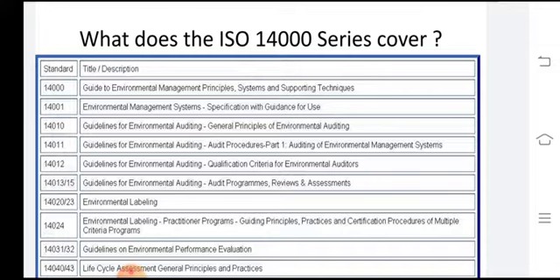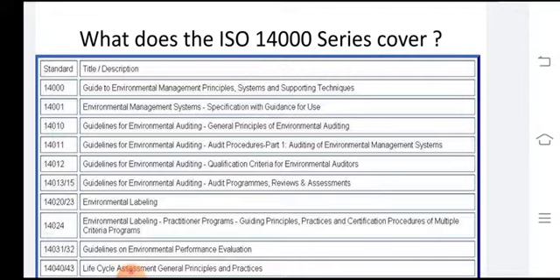Starting from the environmental management system, then covering environmental auditing, then labeling, and then life cycle assessments, and then packaging, all these things are going to have some standards which are defined by the ISO organization itself. And now it has been documented, and that document contains the guidelines, which are supposed to be implemented by the industries.